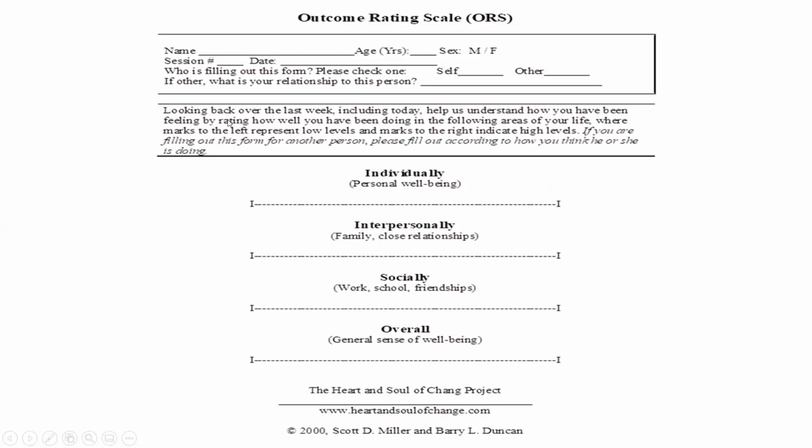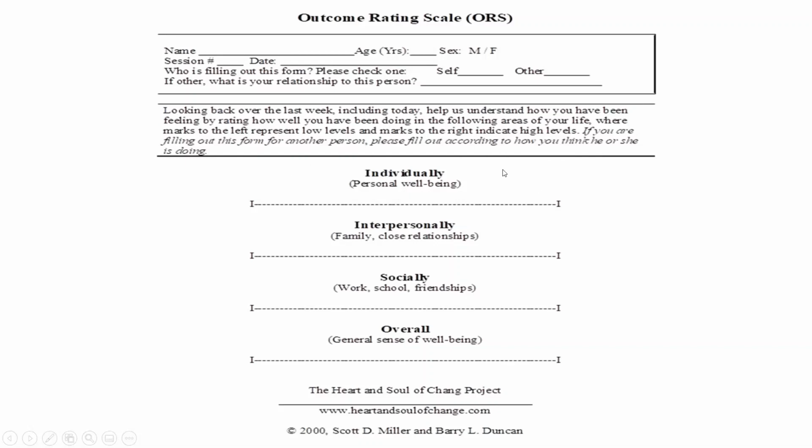So the little script here says, looking back over the last week, including today, help us understand how you've been feeling by rating how well you've been doing in the following areas of your life, where marks to the left represent low levels and marks to the right indicate high levels. And you can fill this out for another person also, so how you think he or she is doing.